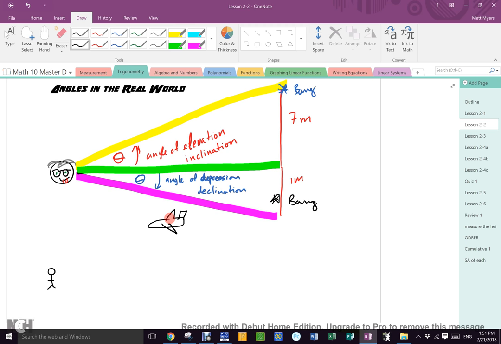So, I'm going to draw a red triangle between the plane in the air, which is flying at a certain level above the ground, the ground, and my line of sight up to the plane. It is a crazy tall person.